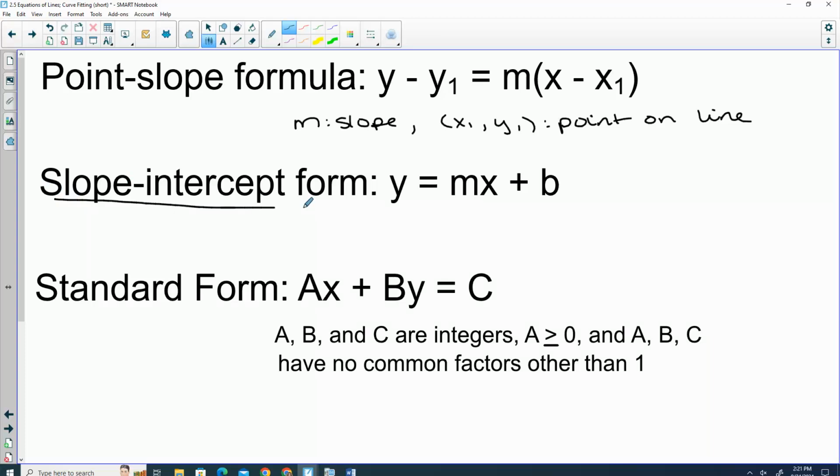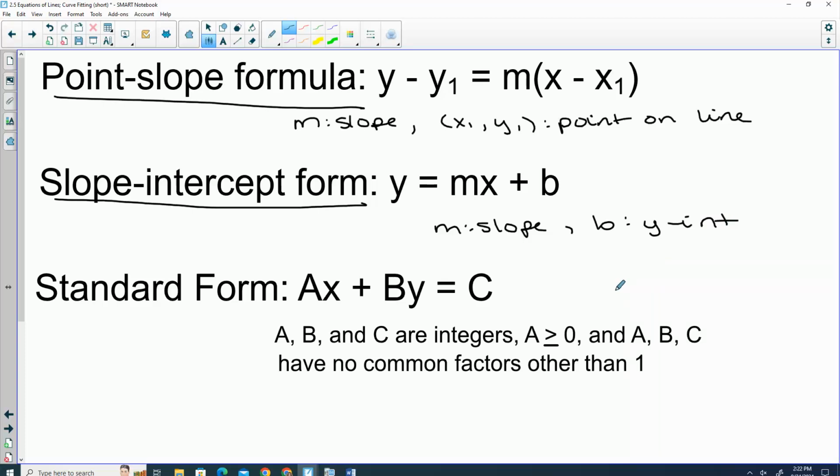Slope-intercept form, that's our favorite, that's our goal. m is slope and b is the y-intercept. And we used that when we were graphing last week. And the final form is probably our least favorite, the least used one, standard form. Ax plus by equals c.